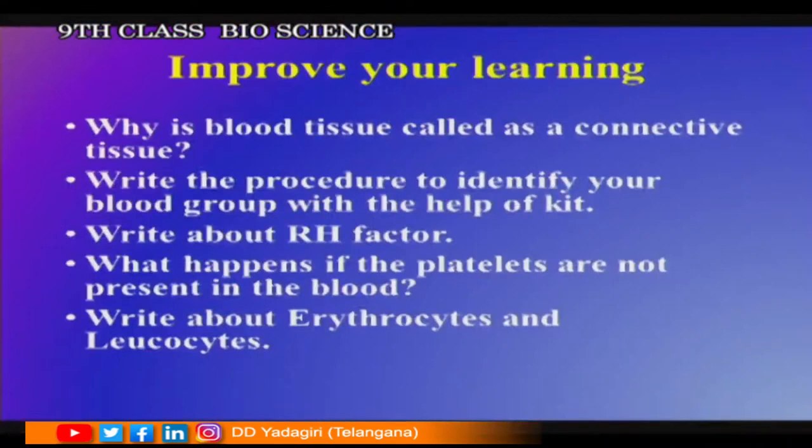So children, try to answer these questions. Why is blood tissue called a connective tissue? Write the procedure to identify your blood group with the help of a kit. As I told you, you have to know your blood groups. Write about the RH factor. What happens if the blood platelets are not present in the blood? Write about erythrocytes and leukocytes.